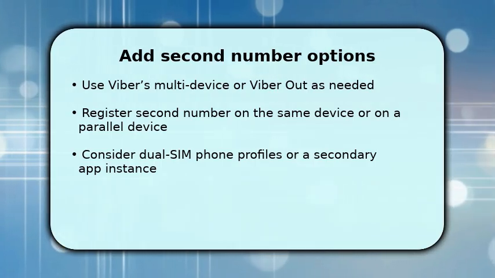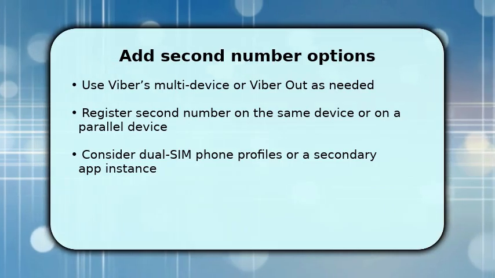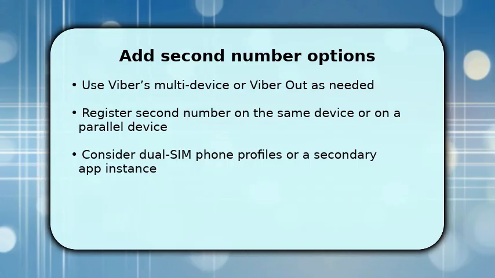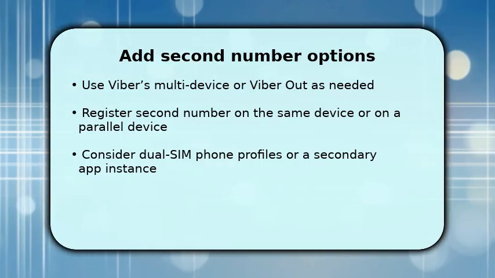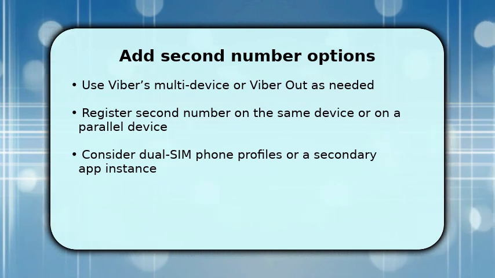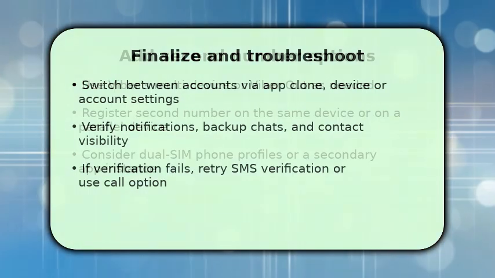For fully separate identities, register the second number as a separate Viber account using a cloned app instance or standalone device. Make sure each account completes SMS or call verification, so both work. Finally, finalize settings and verify everything works.